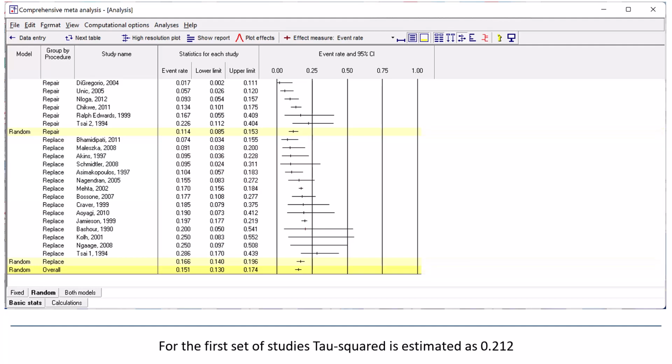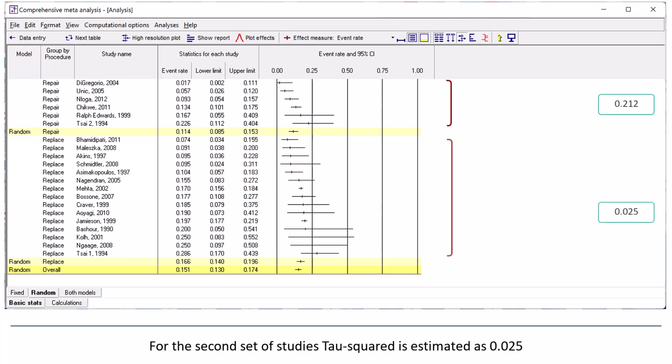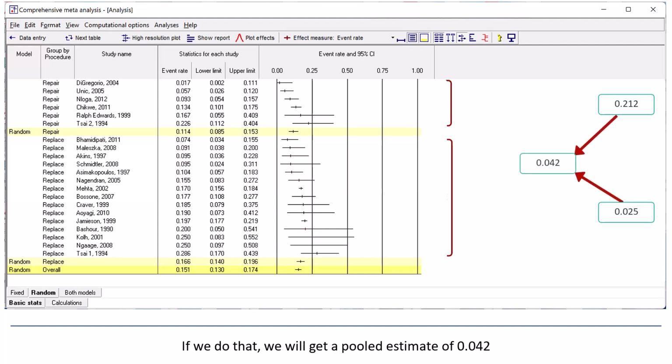For the first set of studies, tau squared is estimated as 0.212. For the second set of studies, tau squared is estimated as 0.025. At this point, we have two options for how to use these estimates. One is that we can pool the two estimates. If we do that, we'll get a pooled estimate of 0.042. And then we can use that pooled estimate for both subgroups.